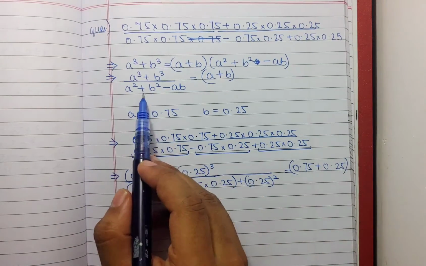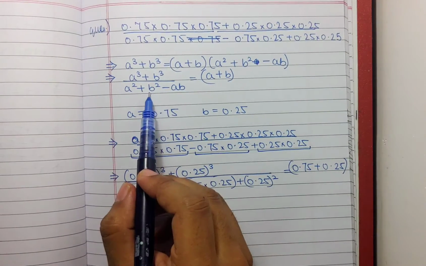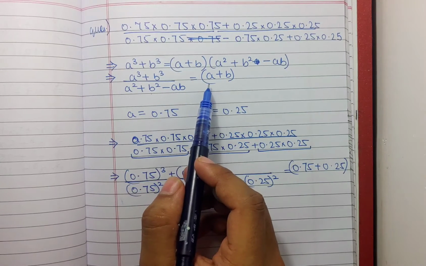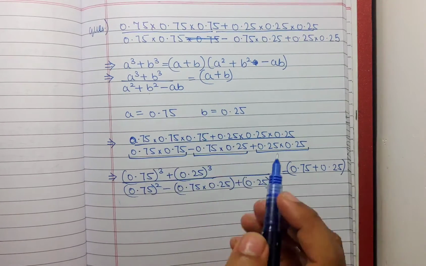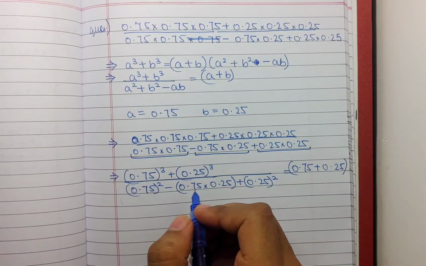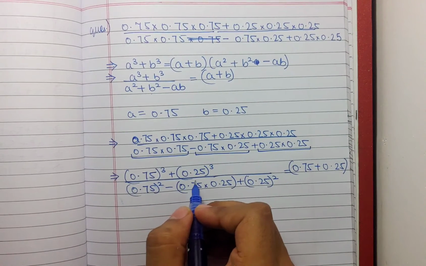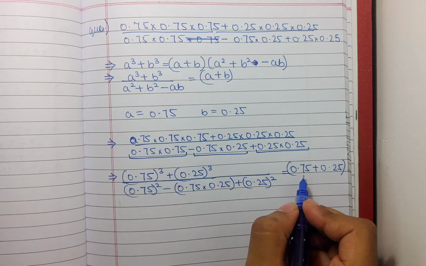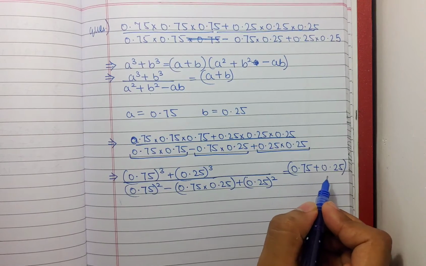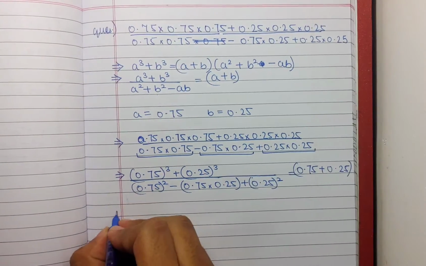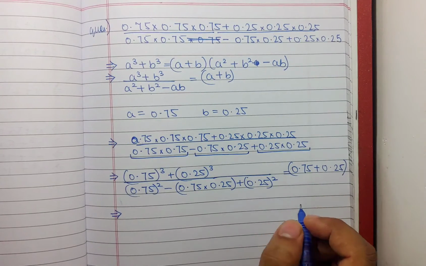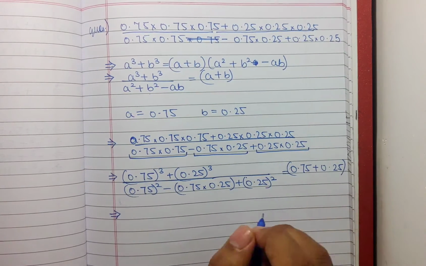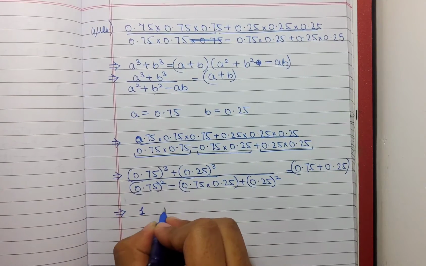So comparing this to this part of the identity, the answer will come automatically as a plus b, which in our case, a is 0.75 and b is 0.25. So a plus b is 0.75 plus 0.25. Our answer will come by adding these two, which comes to 1, and this is our answer.